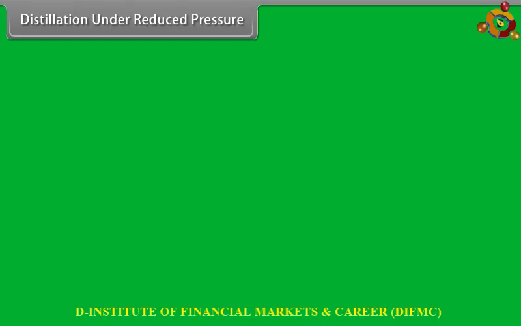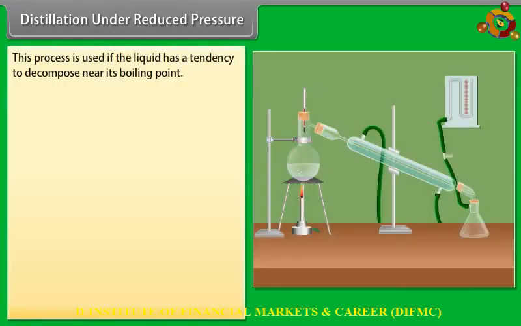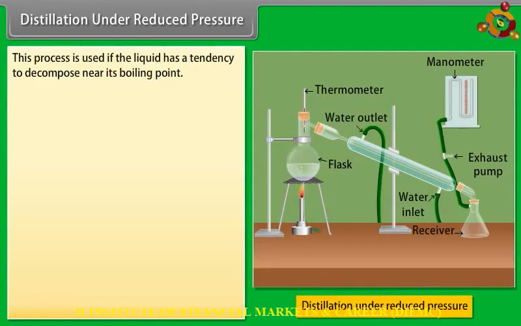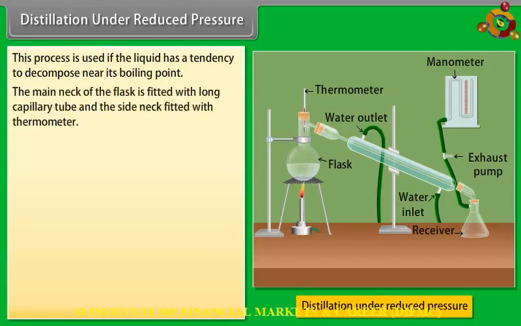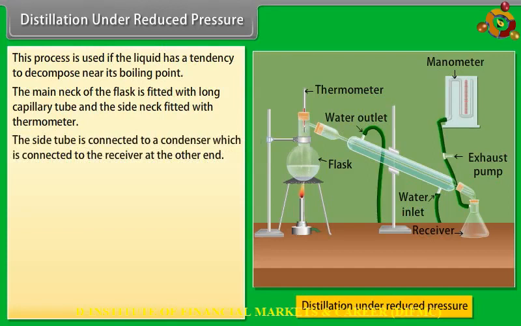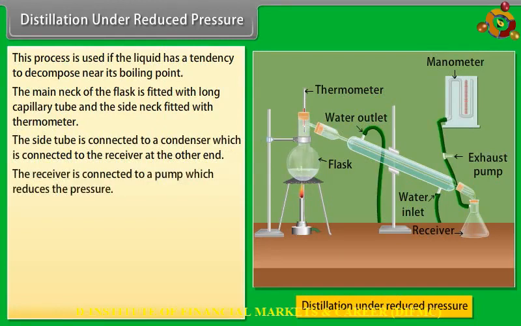Distillation under reduced pressure. This process is used if the liquid has a tendency to decompose near its boiling point. The main neck of the flask is fitted with a long capillary tube and the side neck fitted with a thermometer. This side tube is connected to a condenser which is connected to the receiver at the other end. The receiver is connected to a pump which reduces the pressure.